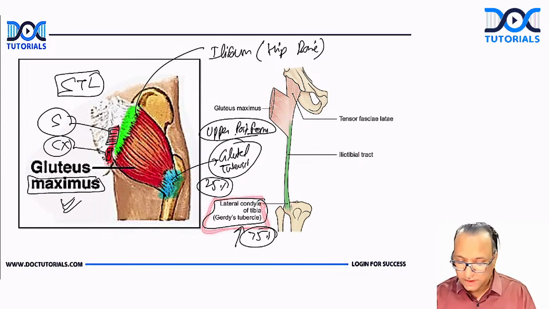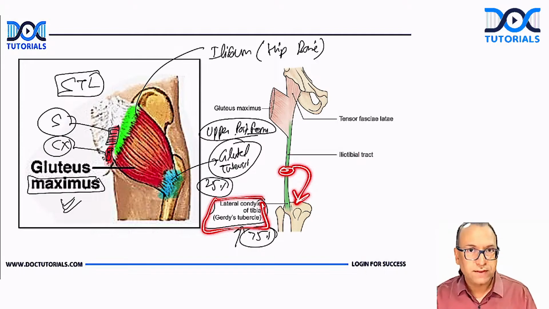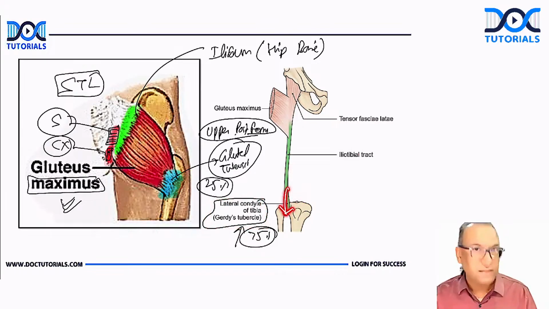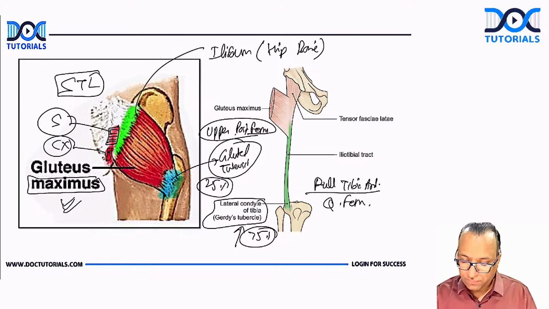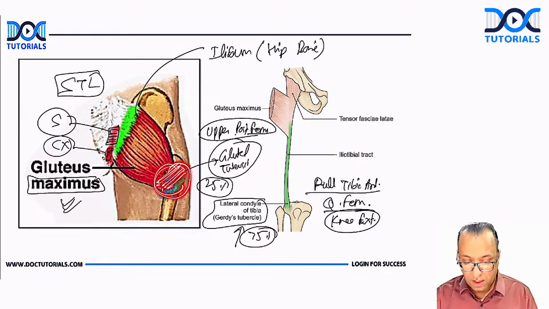What is the function? Function is just to stabilize the knee joint. It can help in knee extension, because obviously anything which crosses anteriorly can pull the tibia anterior. And if you pull the tibia anterior, that is knee extension. When you pull the tibia anterior, you are working with quadriceps femoris, which does knee extension. So it can help in knee extension, of course, but that should not be your first answer. The first answer should be mostly about the hip joint.